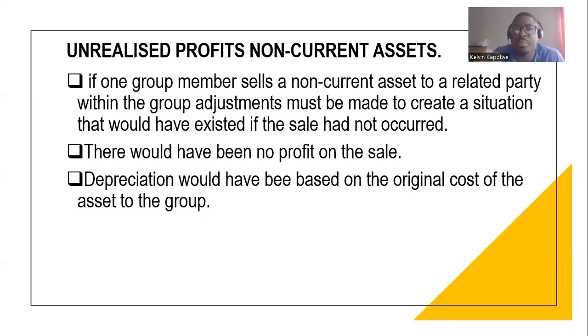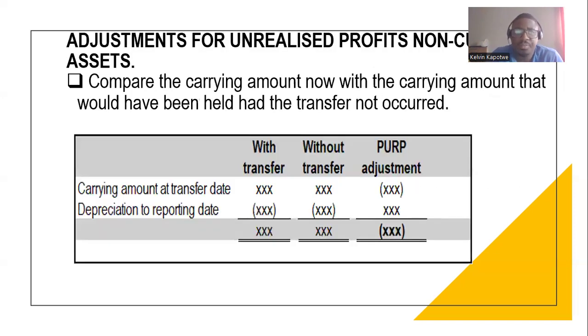Depreciation would have been based on the original cost of the asset to the group. So there would have been no excess depreciation. You won't create another depreciation within the group. So if the transaction did not take place, there would have been no profit, and no second depreciation. You would have based your depreciation on the original cost of the asset. So these are the adjustments that you then have to make.